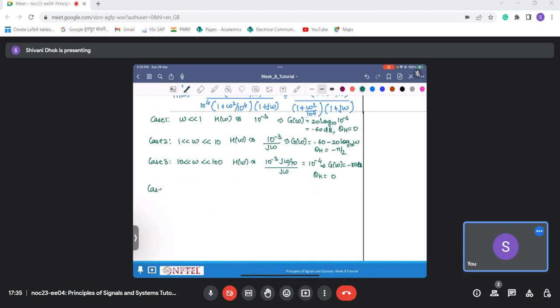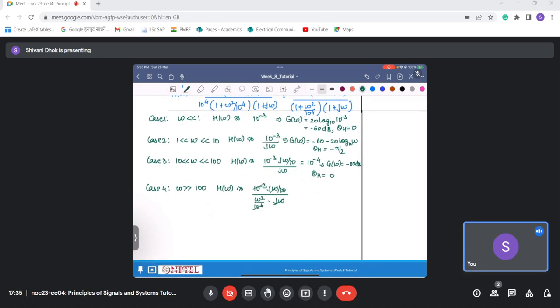Case 4 is when omega is much greater than 100. So here H of omega is approximately equal to 10 raised to minus 3 into j omega by 10 upon omega square by 10 raised to 4 into j omega. This j omega gets cancelled. This 10 raised to minus 4 gets cancelled. So what remains is j upon omega square.